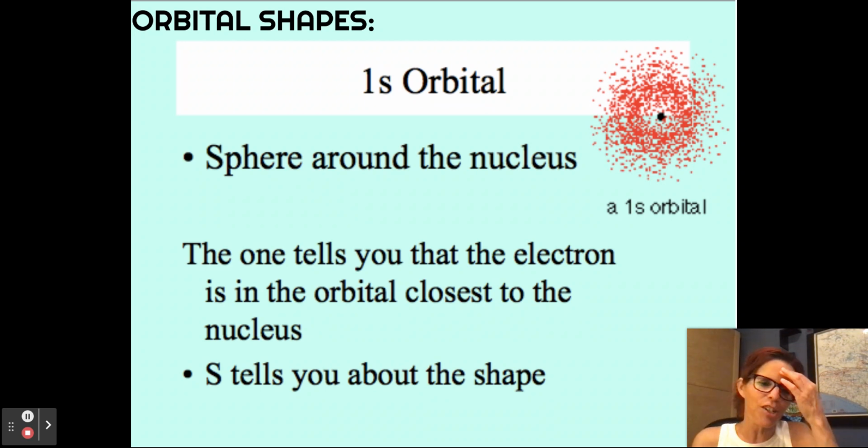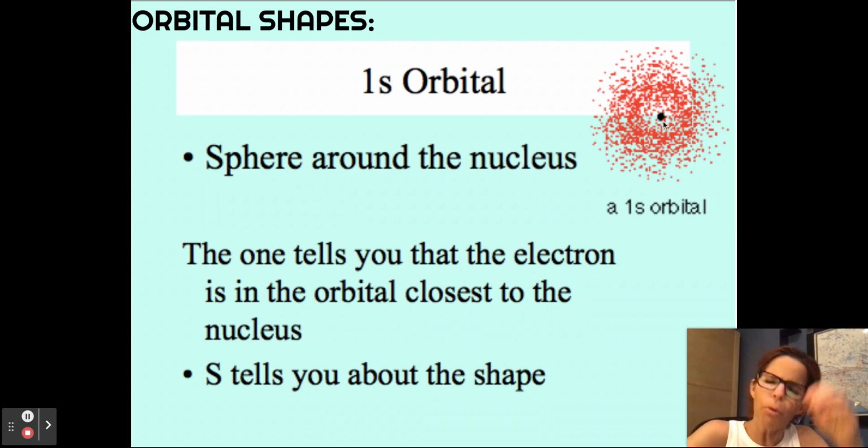And I was just researching what the letters S, P, D, and F stand for. I don't even understand what they stand for, but I thought the first one stood for sphere, and I'm wrong. It doesn't stand for sphere. It's coincidence. So this tells you about the shape. The letter S tells you that this particular orbital is sphere shaped.